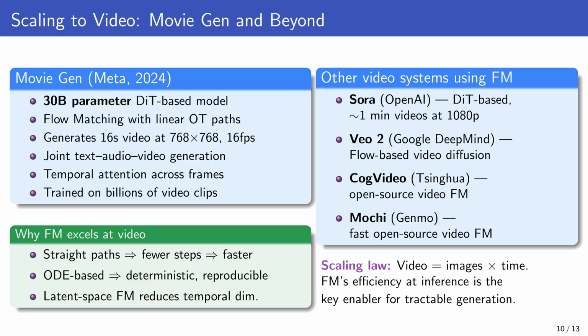The fundamental scaling law for video is simple. Video generation cost equals image cost times the number of frames. Any reduction in the number of sampling steps directly multiplies out across the temporal dimension. This is why flow matching's efficiency at inference time is the key enabler that makes video generation tractable. A method that needs 1,000 steps per frame is simply not viable for generating 256 frames. But 20 to 50 steps per frame, that is practical.